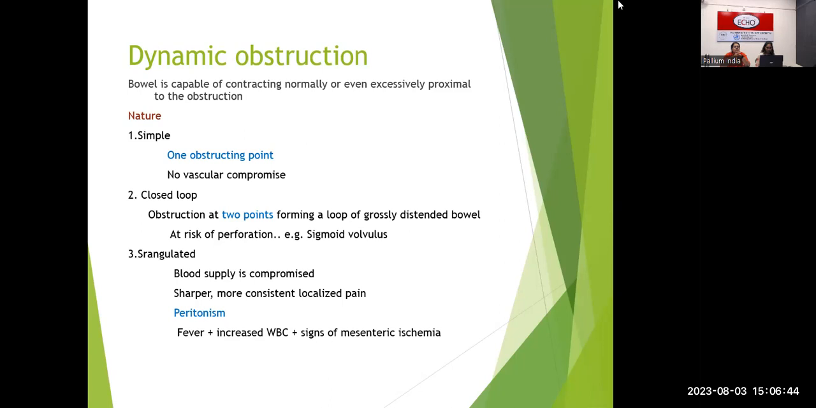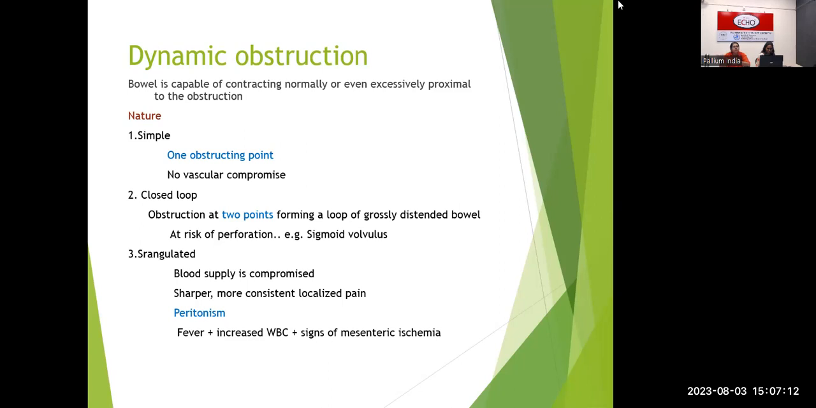Strangulated means the blood supply is compromised. The patient will have severe, sharp, and more localized pain. There can be peritonism. The patient can present with fever and increased WBC count. There can be signs of mesenteric ischemia. So in all these things, the presentation varies, and that's why we have to understand them.